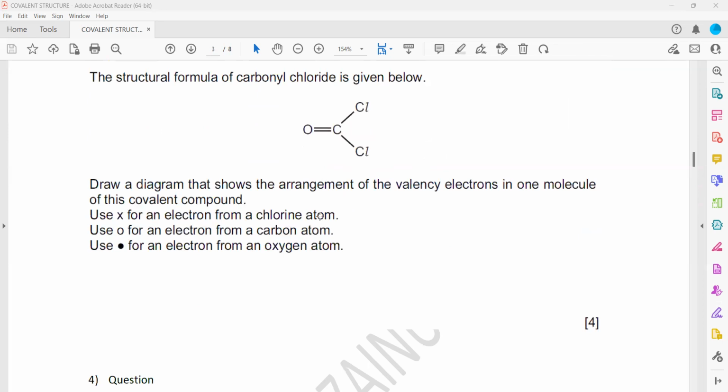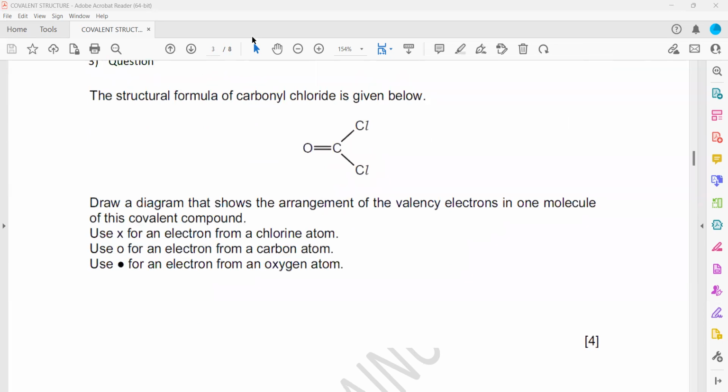Then the structure of carbonyl chloride is there. When one line is there, it shows a pair of electrons. So carbon is there, chlorine, chlorine, and oxygen. Chlorine belongs to group 7, so it will share 1 and unshared will be 6. Oxygen belongs to group 6, so it will share 2 and unshared will be 4. Carbon belongs to group 4, so share 4 and unshared will be 0.